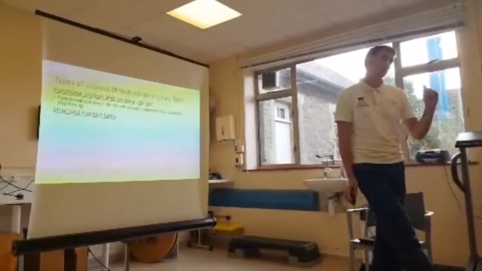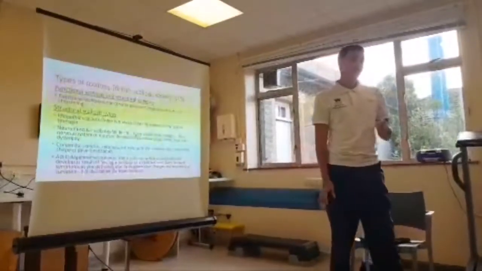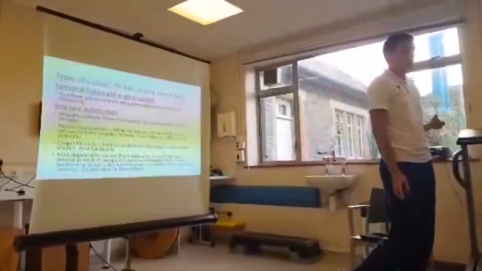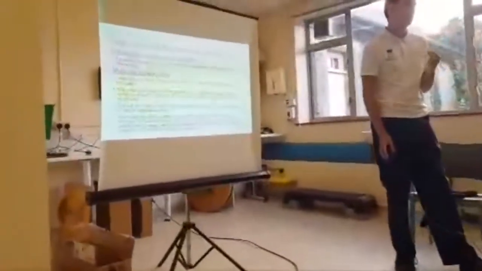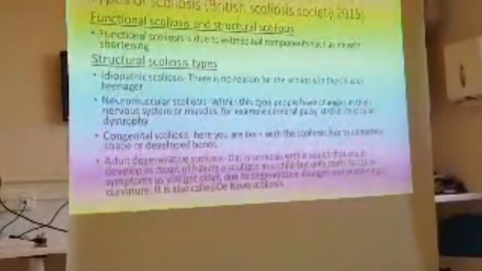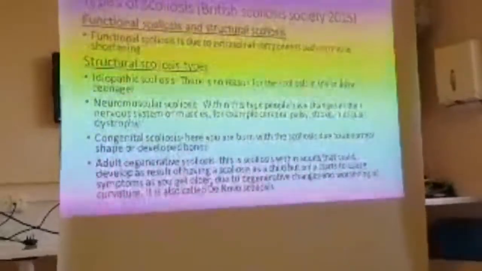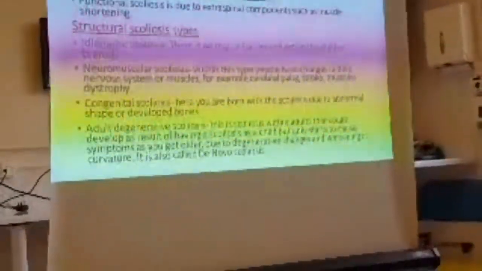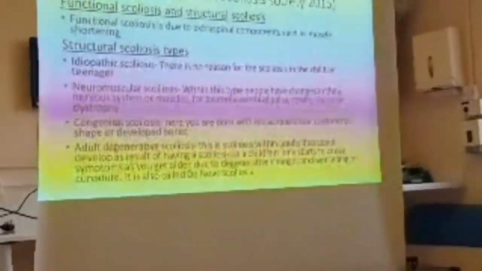Then you've got structural scoliosis, which has some subtypes underneath that. So you've got idiopathic scoliosis. This is where there's no reason for the scoliosis in the child or the teenager. You've got neuromuscular scoliosis, when it's within people with neurological problems, for example people with cerebral palsy, stroke, or muscular dystrophy. Some of the more extreme examples that I've heard about are with learning disability patients, who also can't correct that as much. You've also got congenital scoliosis. This is where you're born with it due to abnormal shape or development of bones.